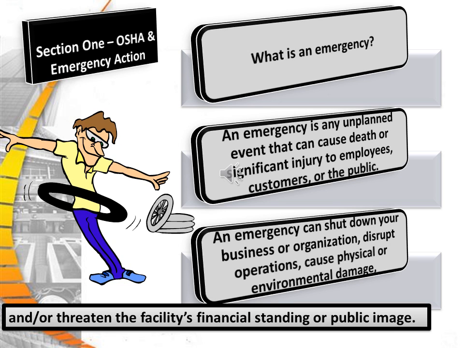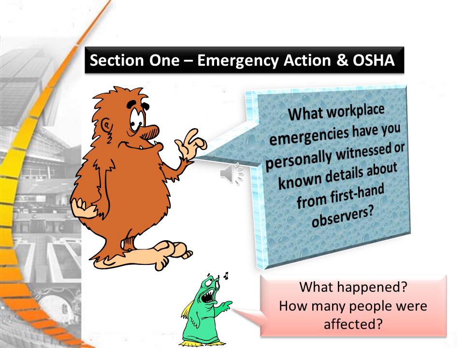What is an emergency? An emergency is an unplanned event that can cause death or significant injury to employees, customers, or the public. An emergency can shut down your business or organization, disrupt operations, cause physical or environmental damage, and or threaten the facility's financial standing or public image. What workplace emergencies have you personally witnessed or known details about first-hand? What happened? How many people were affected?